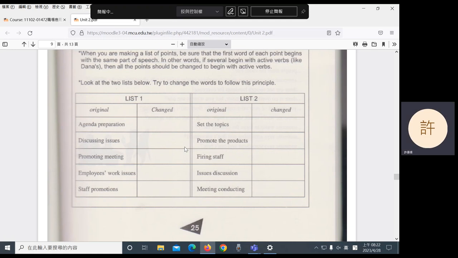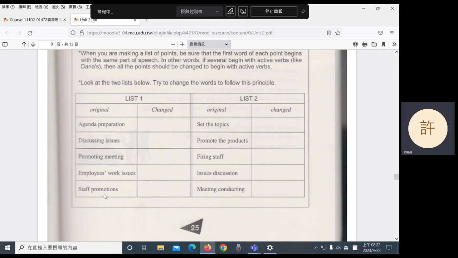Okay, let's compare answers. The first one, agenda preparation should be changed to prepare the agenda. For each meeting, there's only one agenda. 每一场会议只有一个议程, so it should be prepare the agenda. Number two, discussing issues should be discuss issues. Number three, promoting meeting should be promote the meeting. Number four, employees' work issues should be discuss employees' work issues.